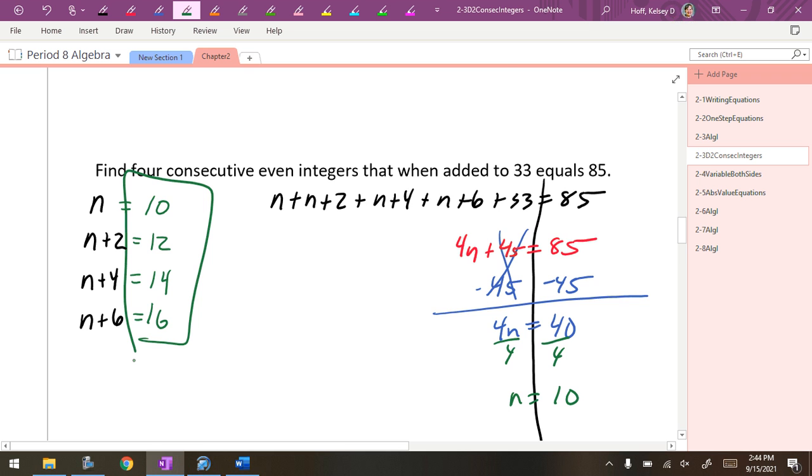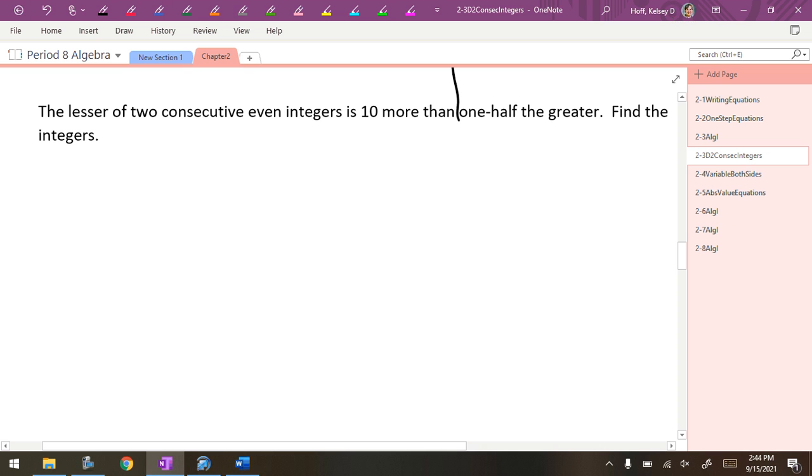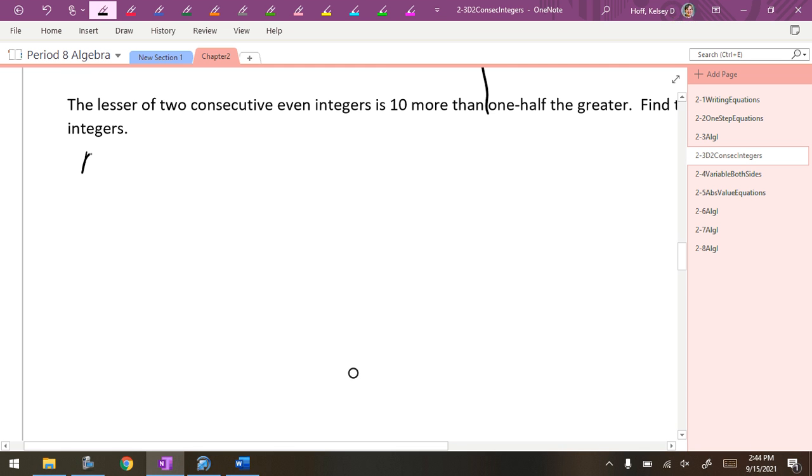One more and then I'm going to turn you loose. The lesser of 2 consecutive even integers is 10 more than 1/2 the greater. Find the integers. Every single time, 2 questions. How many? 2. What kind? Even. First one? N. And the second one? N plus 2. On your own, see if you can write this equation. Don't solve it.